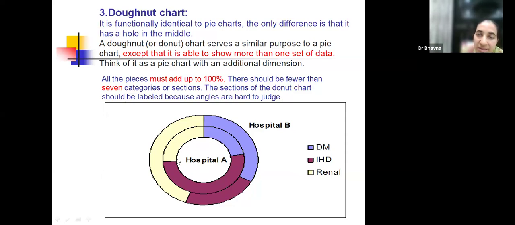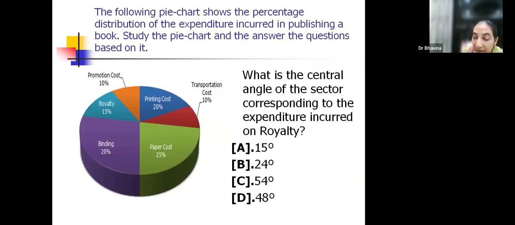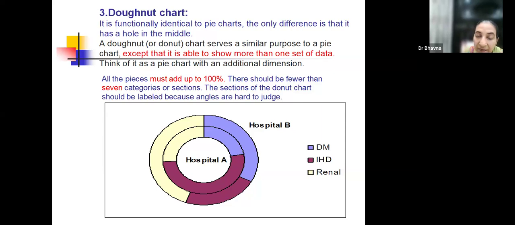All the pieces must add up to 100%. They should be fewer than 7 categories or sections. The sections of the donut chart should be labeled because angles are hard to judge here. Okay, in a pie chart, you know the angle. But in a donut diagram, you don't have the concept of angle here. Okay, it is only a portion. The component is something like a multiple bar chart and a combination of component and multiple bar chart.